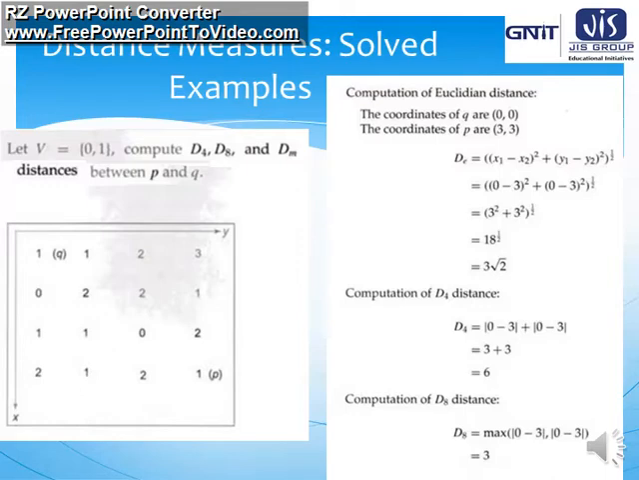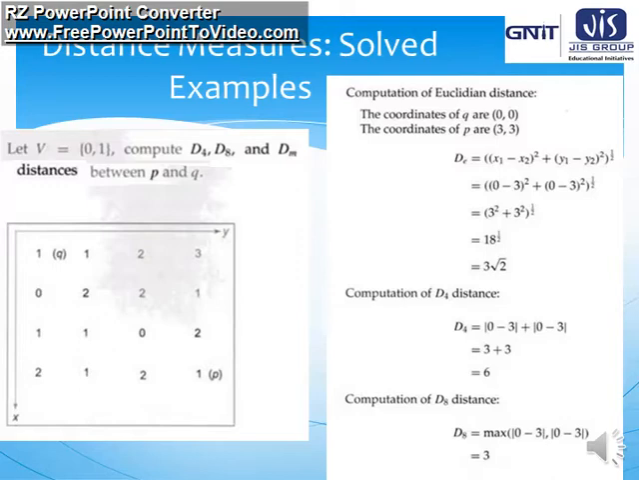Now if we want to calculate the D4 distance between the same P and Q pixels having 0, 0 and 3, 3 coordinates, D4 equals mod of 0 minus 3 plus mod of 0 minus 3, that means 3 plus 3 equals 6. Now the computation of D8 distance: D8 equals the maximum of 0 minus 3, 0 minus 3. In both cases the result is 3, so the D8 distance will be 3.